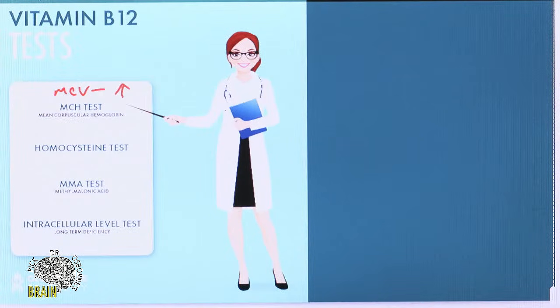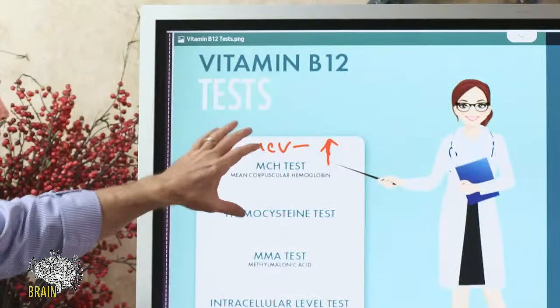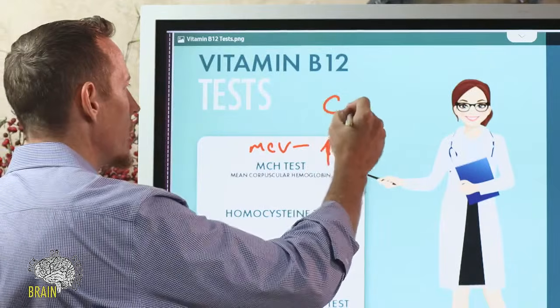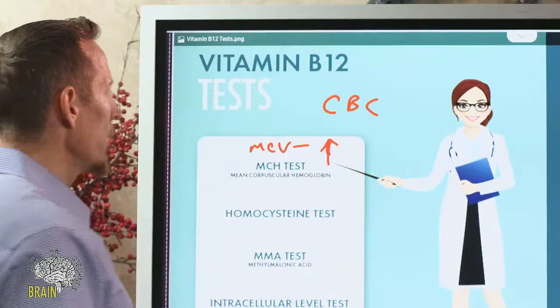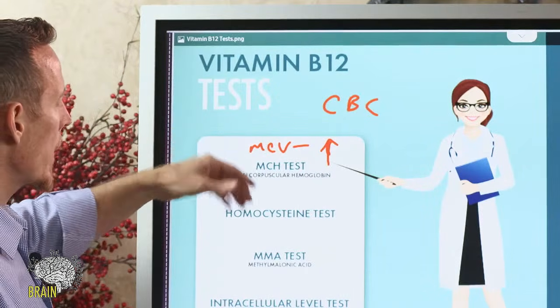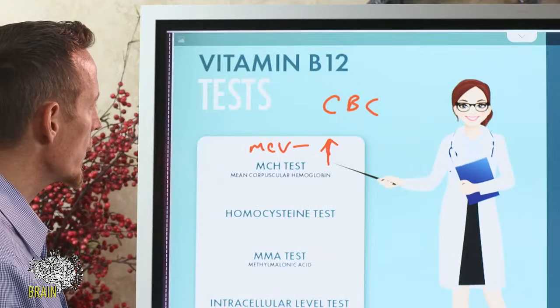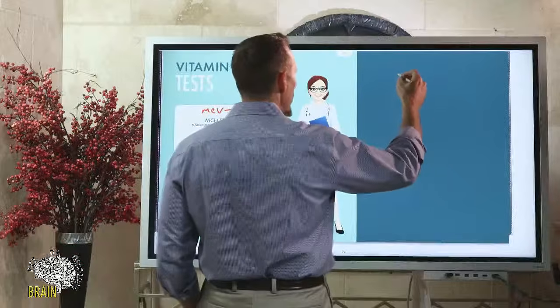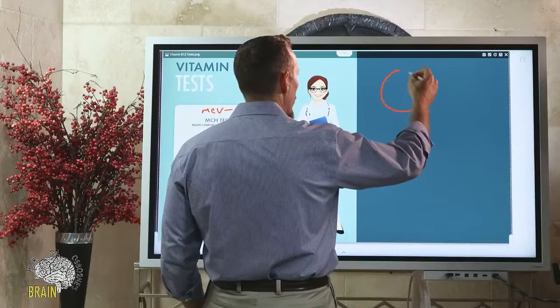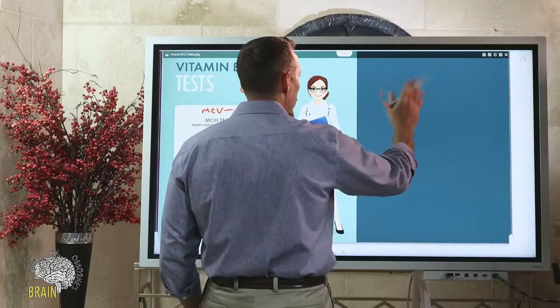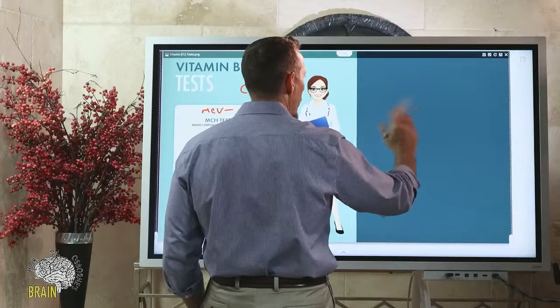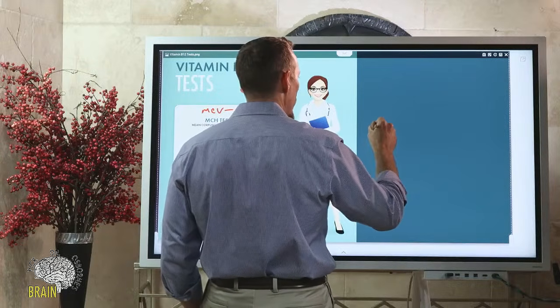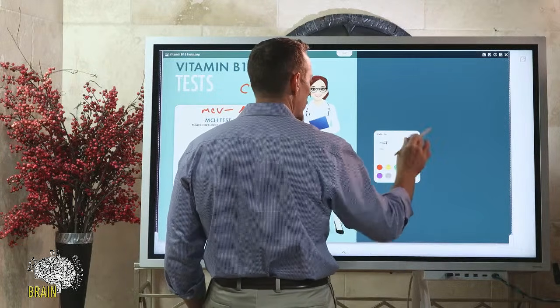These markers are on a basic blood test that any doctor can run, called a CBC, a complete blood count. If they're running a complete blood count, these are two values that come back. Oftentimes with B12 deficiency, these markers will come back high. And remember what this means. I showed you earlier that when red blood cells are born, they're born very large, right?